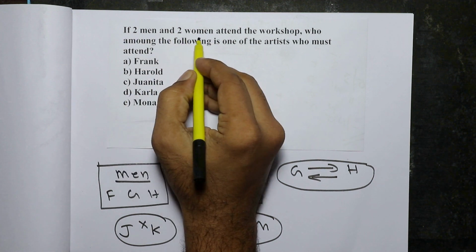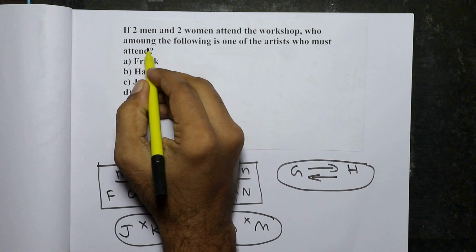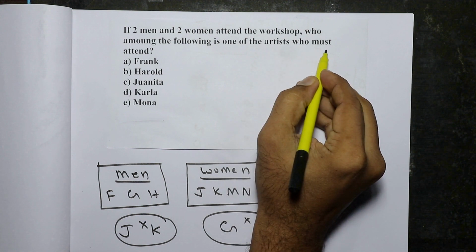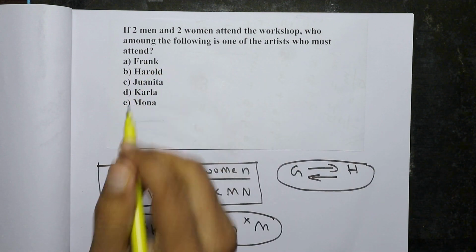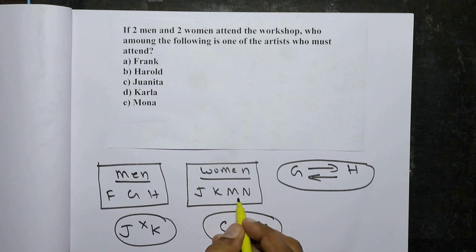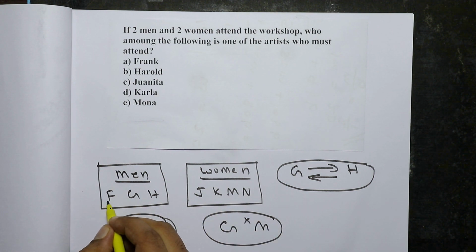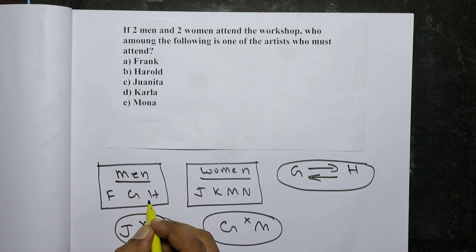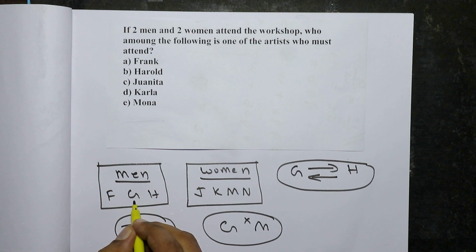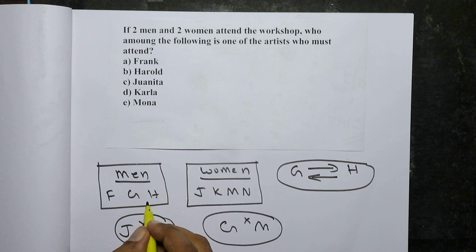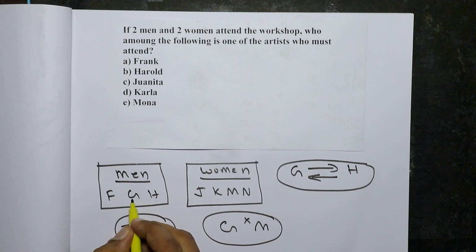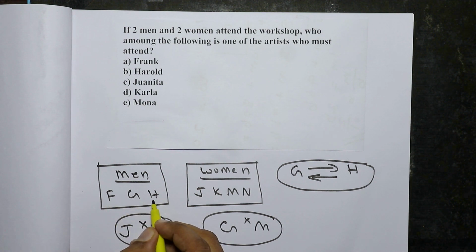If two men and two women attend the workshop, who among the following is one of the artists who must attend? Now exactly two men and two women. So let us look at the men. Now assume that F is selected. If F is selected, along with F, one more person has to be selected. Now if that one person is G, then H also should be selected. Then there will be three people. That is not allowed. If it is F and H, then along with H, G should also be selected and again there will be three people.